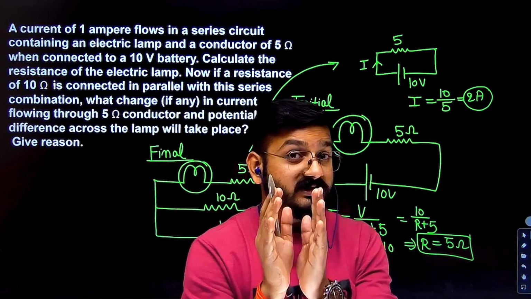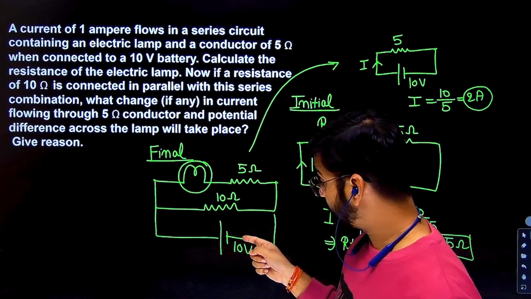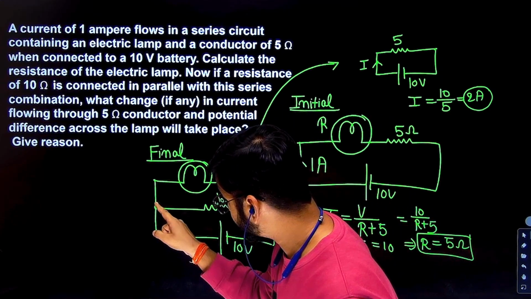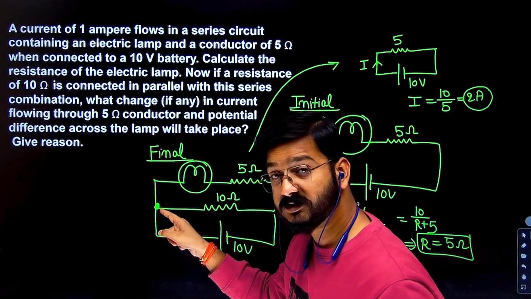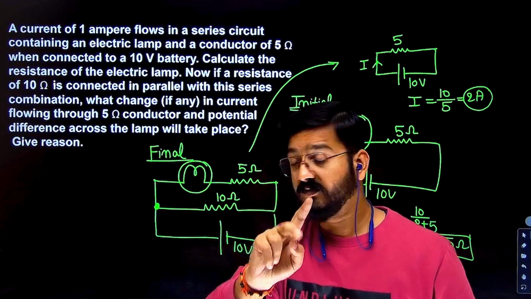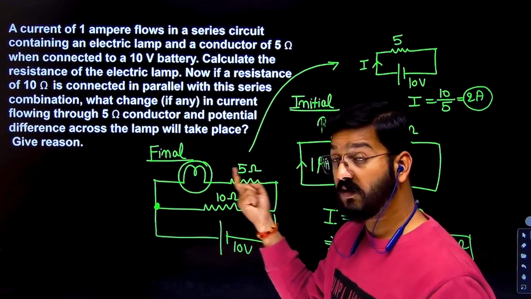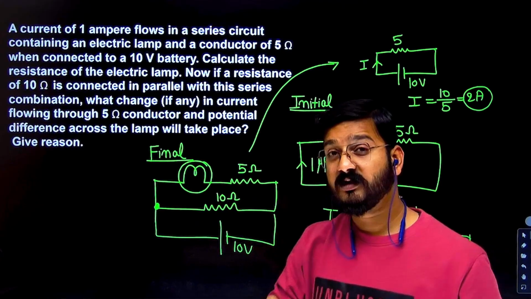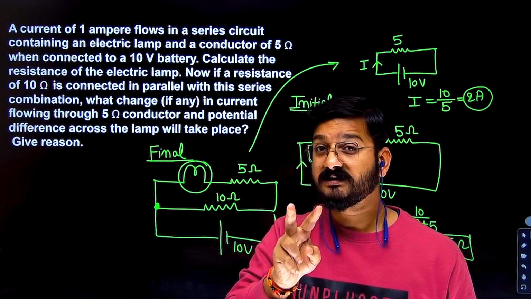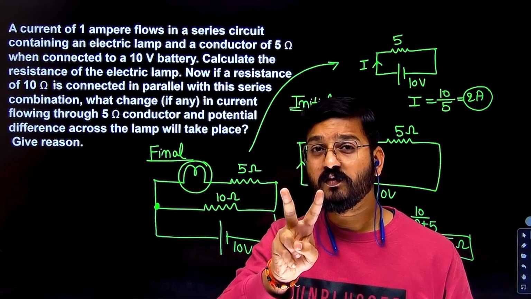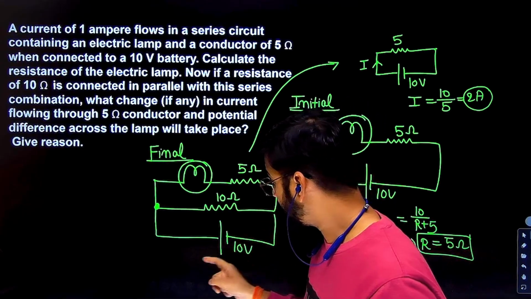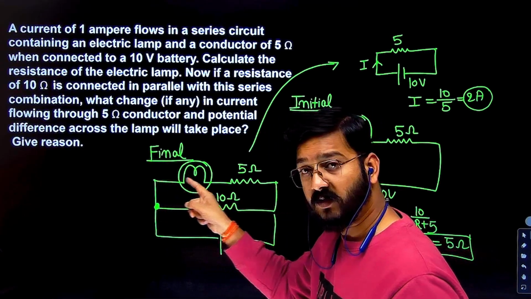Now, how will the current get distributed? So the total current is 2. Current will reach this point. The moment current reaches this point, current says that I have two ways to move. One path in this 10 ohm and the other path this 10 ohm. But both have 10 and 10, meaning you have two identical paths. It means the current will get distributed into two equal parts. So 2 comes here, 1 goes into this, 1 goes into this.